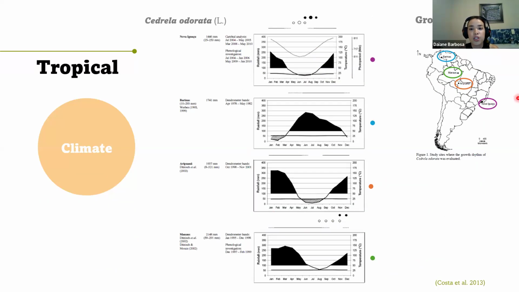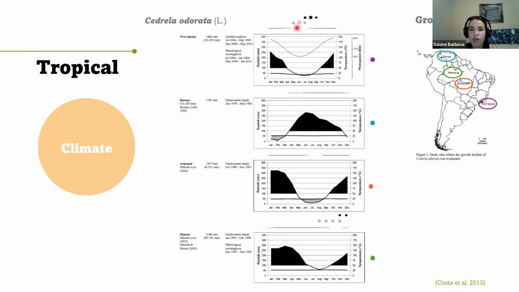But still, the species in tropical areas respond to the climate. This is something people sometimes say is not possible, but it is possible. Here we see a work about Cedrela odorata, which exists in different areas of South America. An interesting thing happens because here we see the climate of these different areas. This line over here is the temperature. We can see the temperature doesn't change very much, but the black area is the rain, the pluviosity. We can see that this changes across the places, more or less, but it changes.